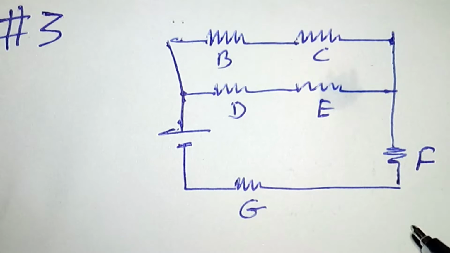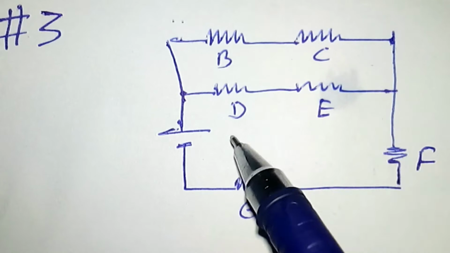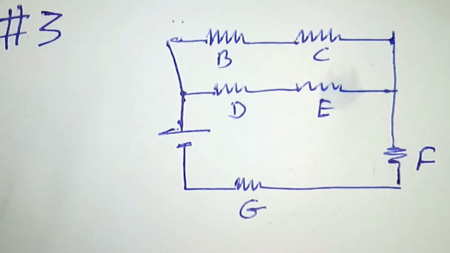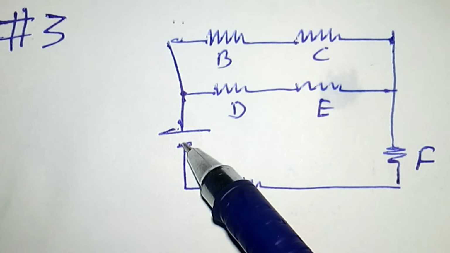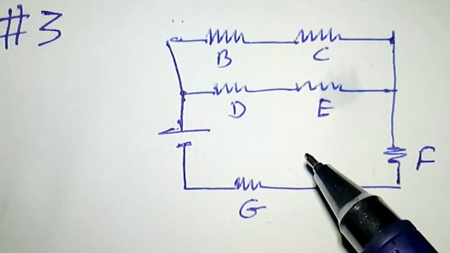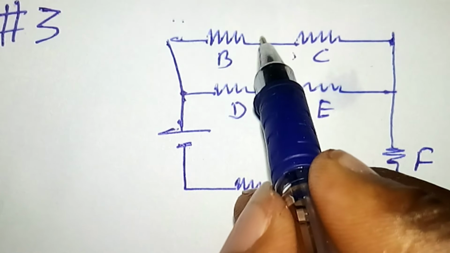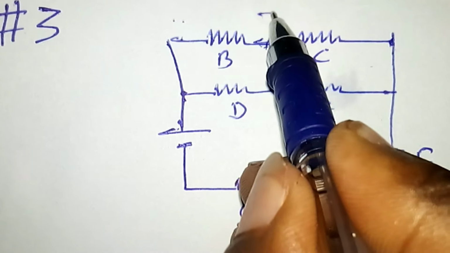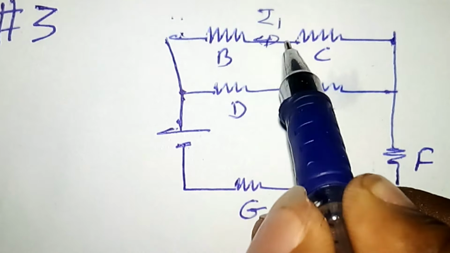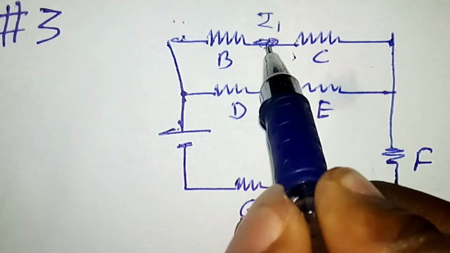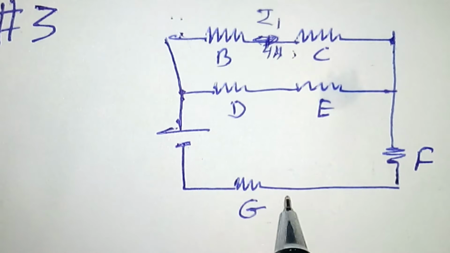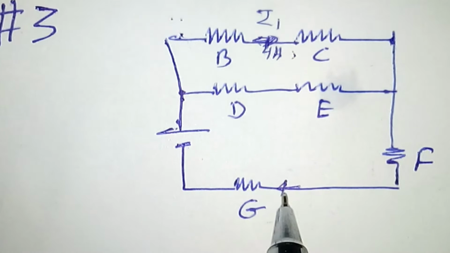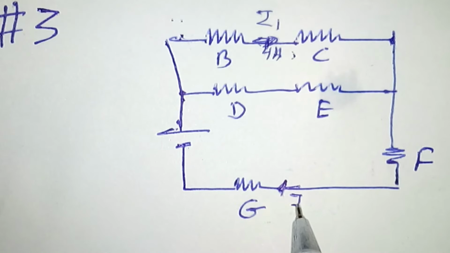Okay, we have six resistors, B, C, D, E, F, and G, and we have a potential difference here, but it is unknown. The current passing through resistor B, let me call this I1, is equal to 4 amperes. Then what is the amount of current passing through resistor G? Let me call this I3.